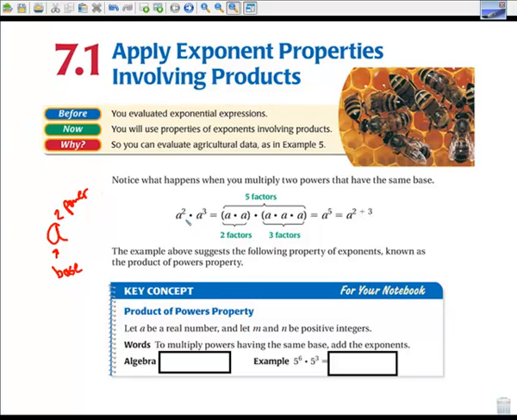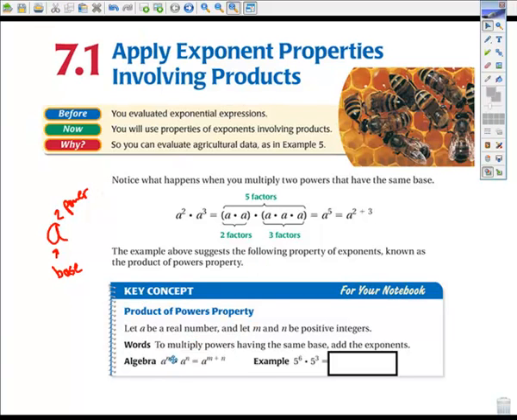So when you have the product of powers, you just keep the base and you add the exponents. So here, let's go ahead and fill this in. Let a be a real number and m and n be positive integers. So positive integers: 1, they can't be negative, and 2, they can't be rational numbers. So to multiply powers having the same base, you add the exponents. For example, a to the m times a to the n is a to the m plus n.